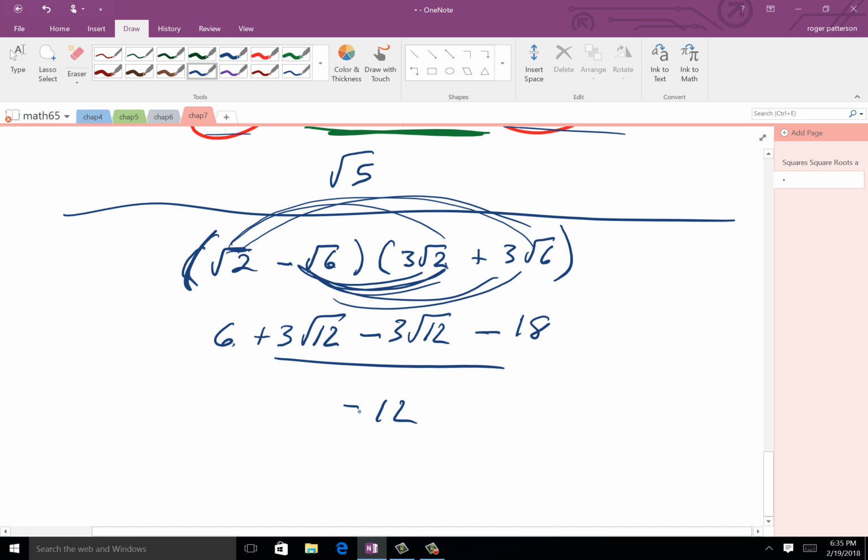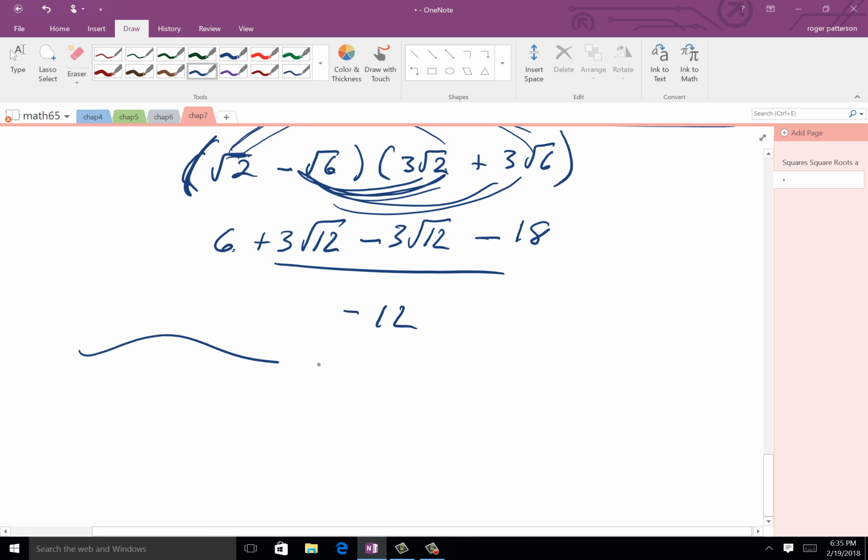Crazy. But you're just foiling, all right? So it's not really much different. Just trying to keep everything separate.